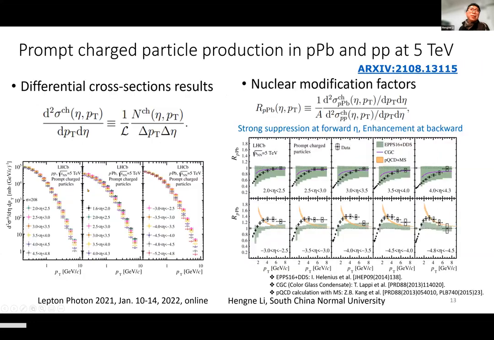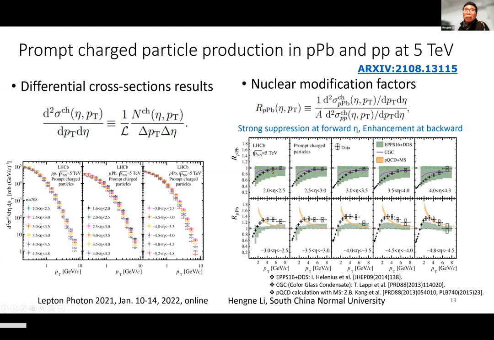Okay, so the results. The left side shows the differential cross section as a function of eta and pT, as you can see. So the precision is pretty good, and the nuclear modification part is on the right side. So this is the nuclear modification factor. Basically, it's the cross section of p-Pb over pp. On the top part, it shows the forward one.